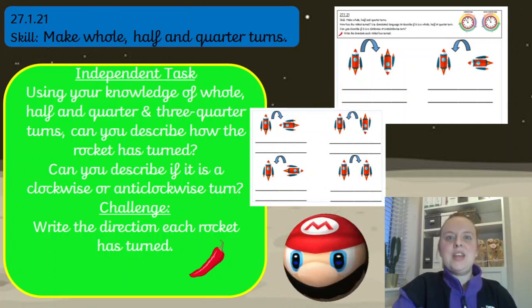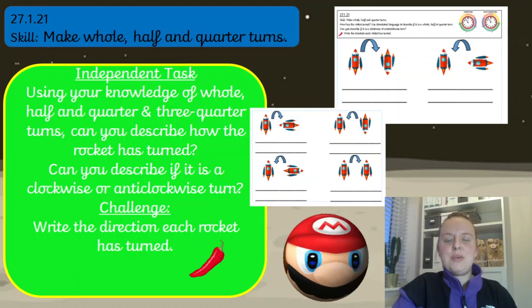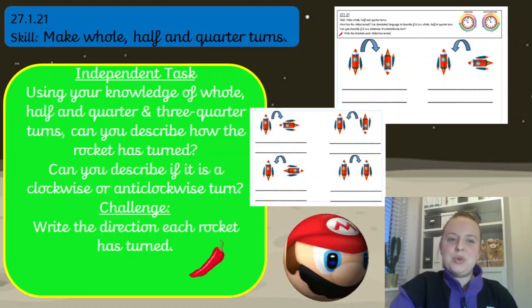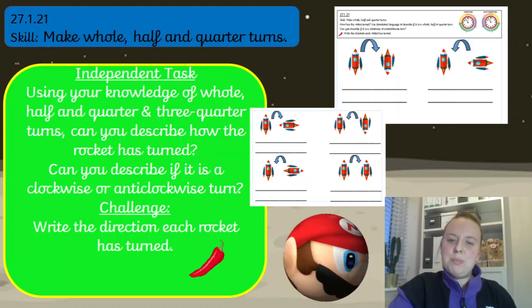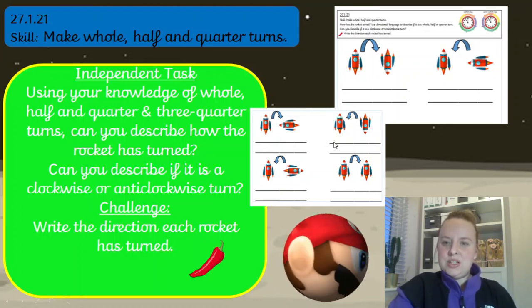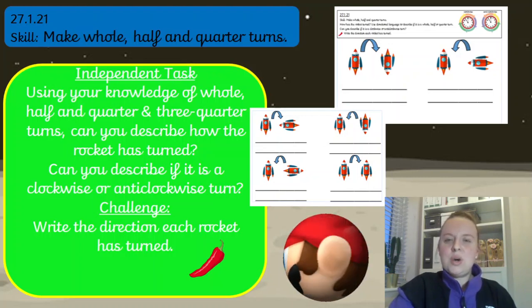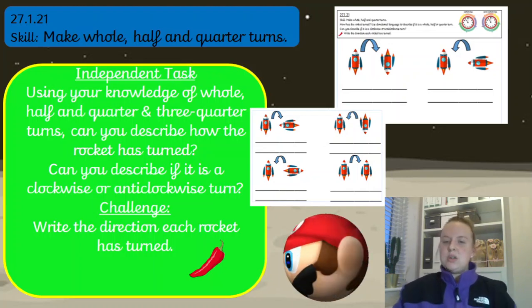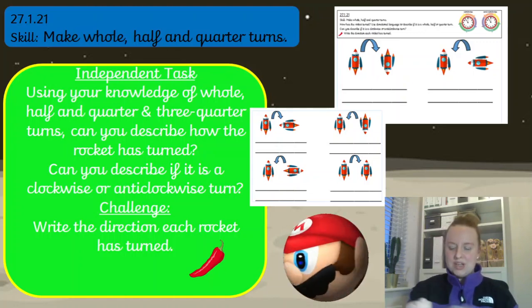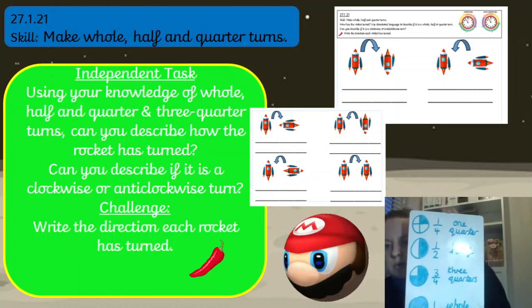Okay, now that's quite tricky. So I think you need to have a bit more practice. Now, for your independent task, you have got some pictures of some rockets. Now the first picture shows you how the rocket started, and then there is an arrow to show you whether it's turning clockwise or anti-clockwise. Okay, you need to decide what turn it's made. Okay, so whether it's clockwise or anti-clockwise, and then whether it is a quarter, a half, or a 3/4 turn, or even a whole turn.